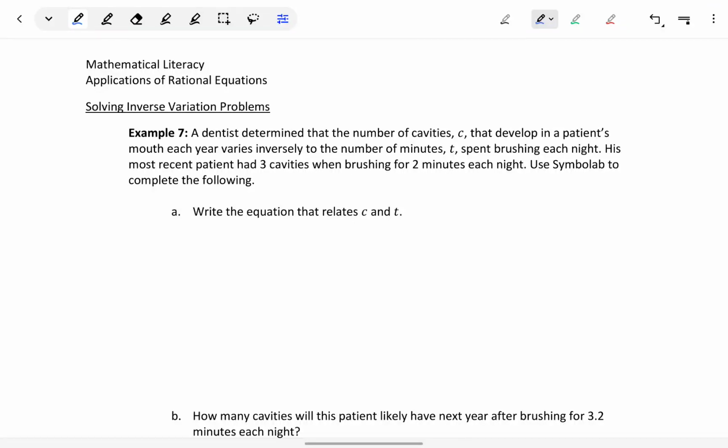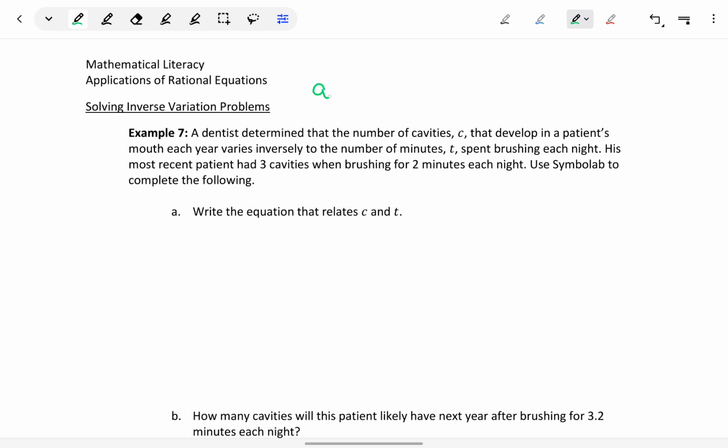The problem that we have in example 7 is an inverse variation problem. It works somewhat similarly to what we had in example 6, in that there is a constant k we're going to try to solve for, but the original setup of the problem will be different.